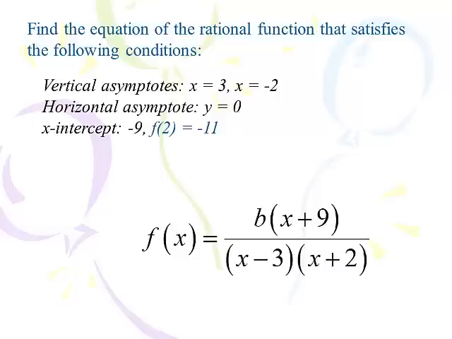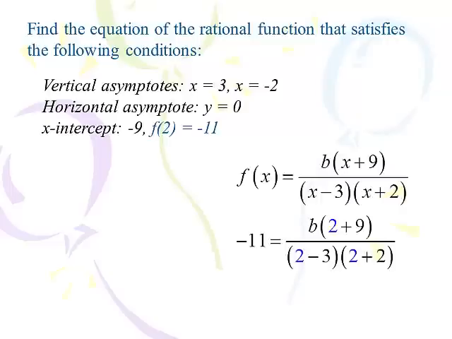So I stuck a b there. You can put any variable you want, but I put a b in there for now just to play that placeholder. I'm going to plug 2 in for x, and I'm going to set the function equal to negative 11. And I'm going to solve for b, and we'll be done. So we have 2 plus 9, 2 minus 3, 2 plus 2. Set it all equal to negative 11. What's that going to have? An 11 up top and a negative 1 times 4 on the bottom.